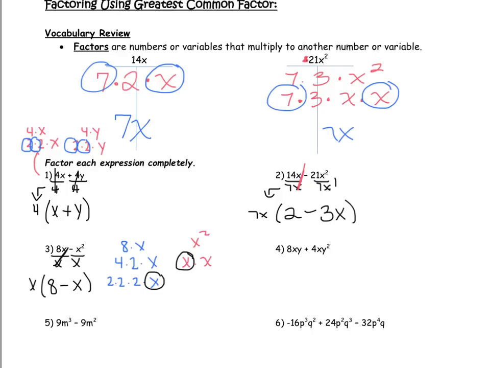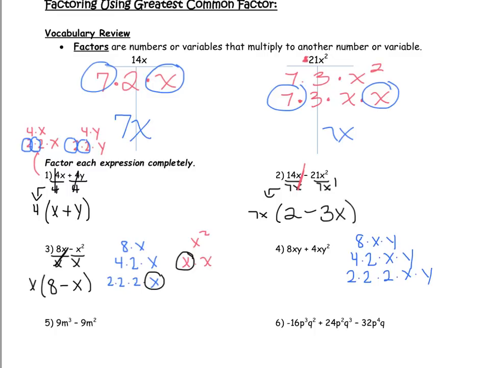Okay, let's do example number 4. So I'm going to break up 8xy. 8xy would be 8 times x times y. 8 again would be broken down into 4 times 2 times x times y. 4 can be broken down into 2 times 2. Then bring down the other 2, the x and the y.